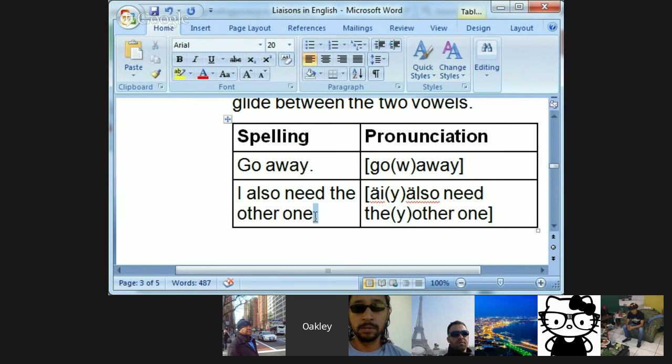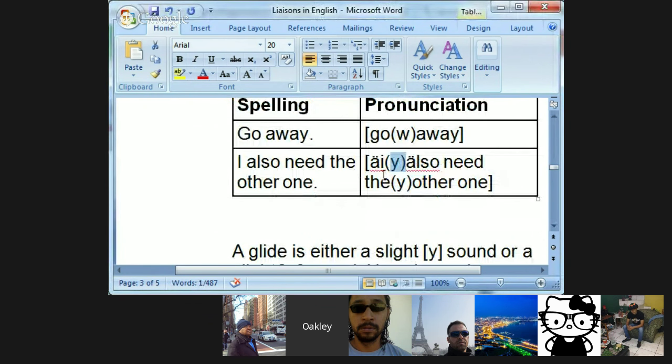Thank you. Okay, I'm going to give you this more complicated one here. Hébert, go ahead and read this sentence. All right. I also need the other one. Okay, very good. Your Y's are very clear there. I also need the other one.